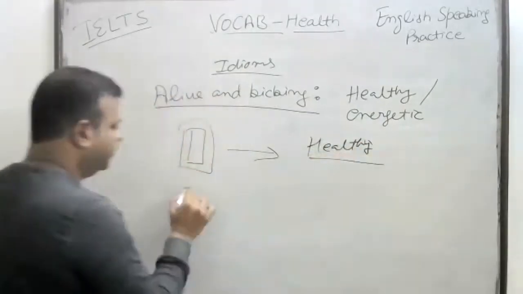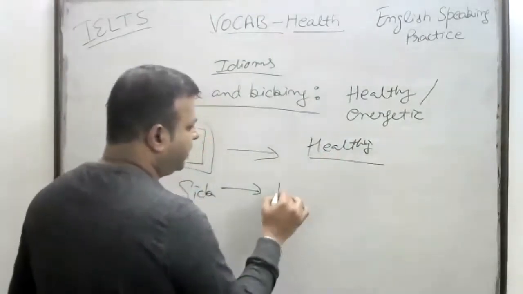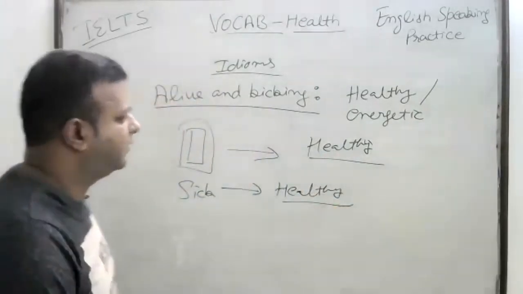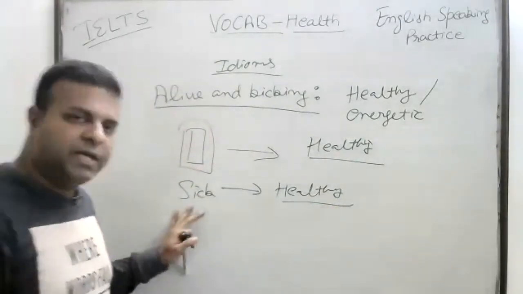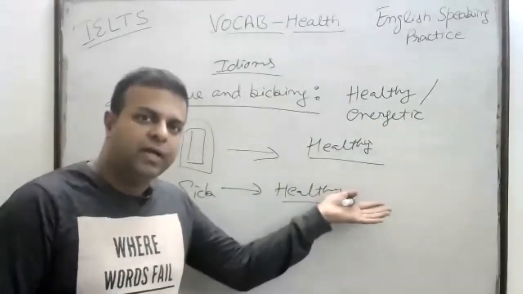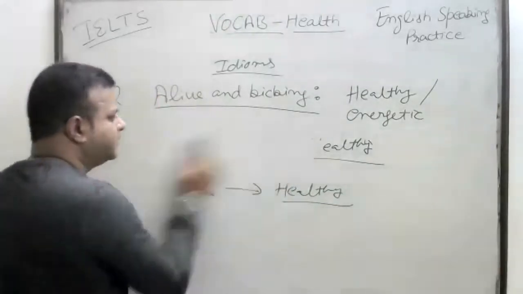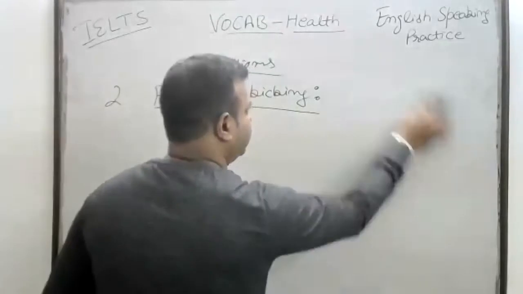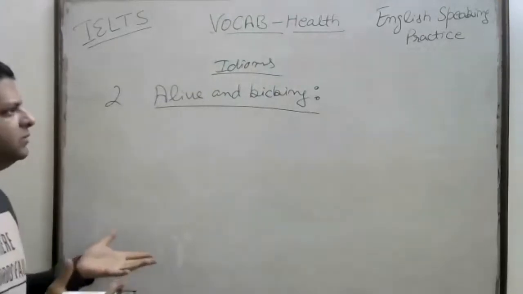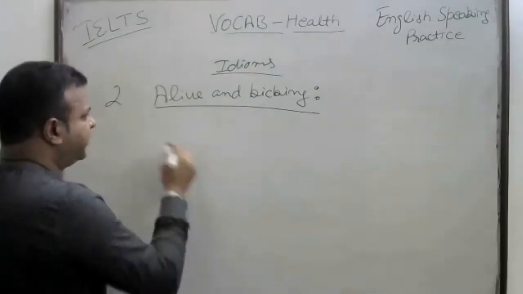Now you were sick, you took rest, and now you are healthy, which means you're alive and kicking. So at first you were sick and then you got happy. Why were you happy? Because you got healthy again. So how were you feeling? Alive and kicking. Now let's make a sentence regarding this. Alive and kicking. Now you can talk about your own sickness, right? Energetic, let's say.